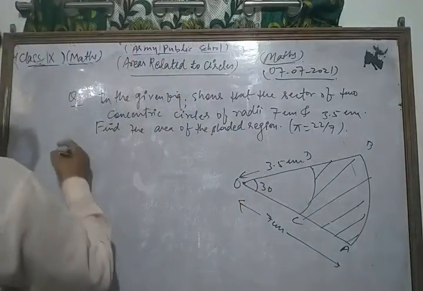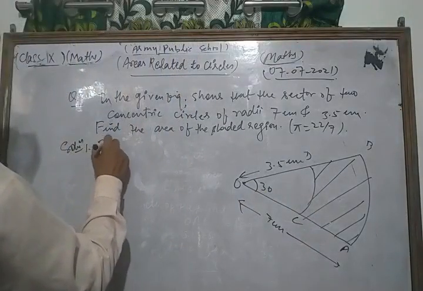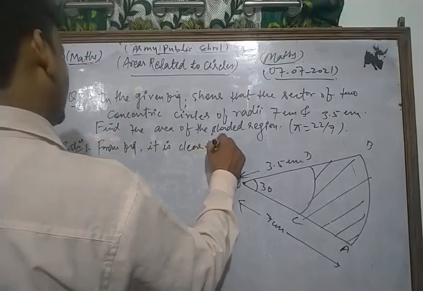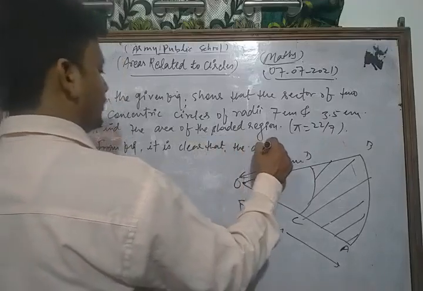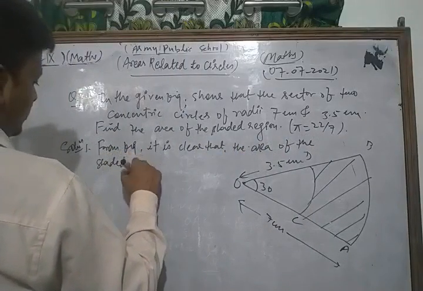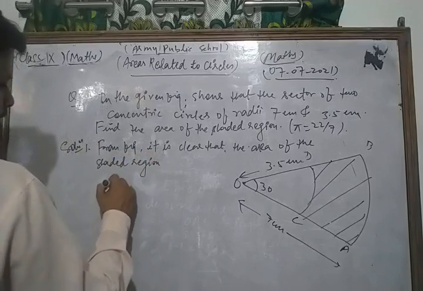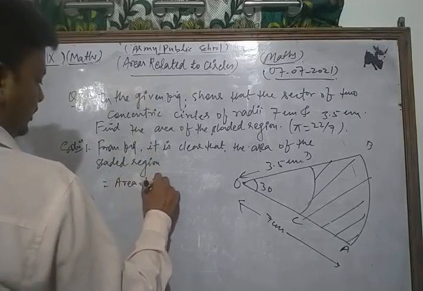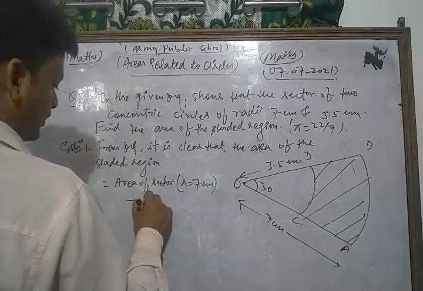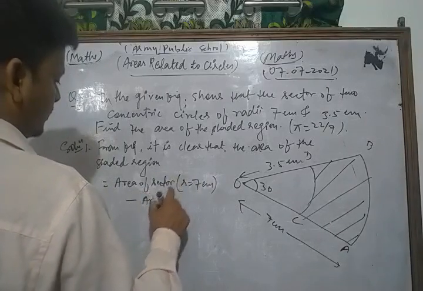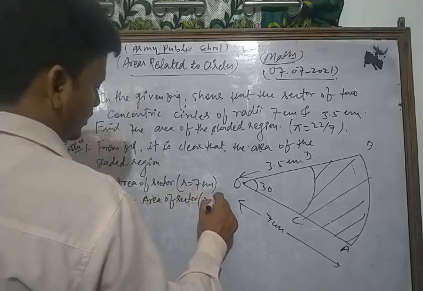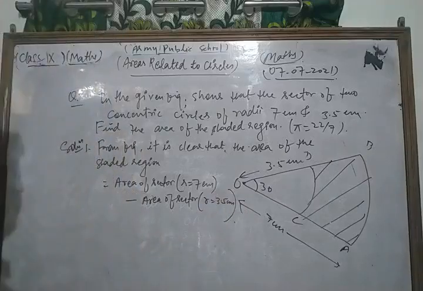Now from the figure it is clear that the area of the shaded region is the area of the sector with radius 7 centimeter minus the area of the sector of radius 3.5 centimeter. Okay, now we apply the formula.